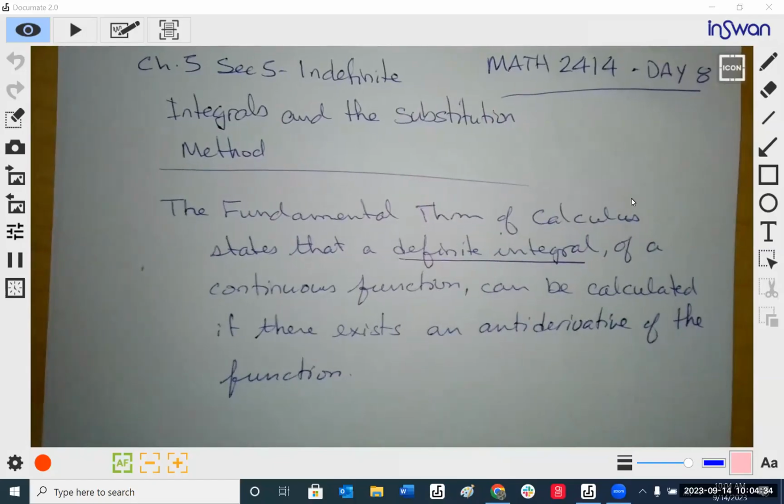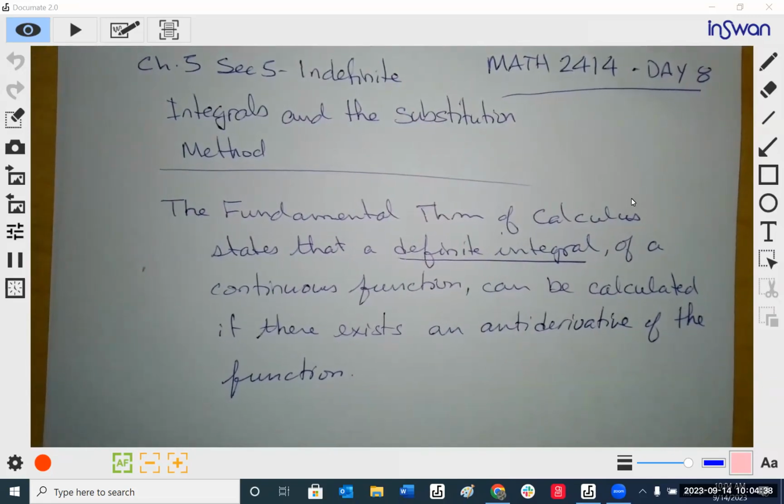All right, we're actually going to start. This is the official starting point of Calculus 2, Section 5 of Chapter 5.